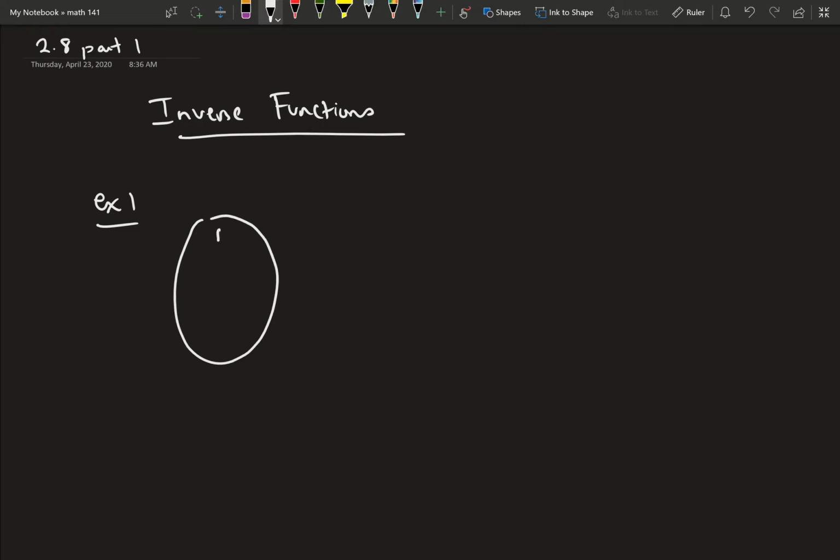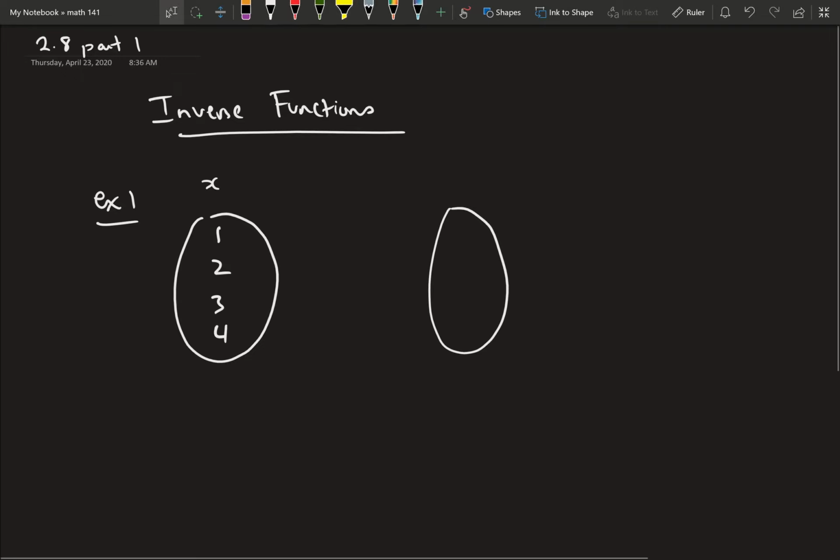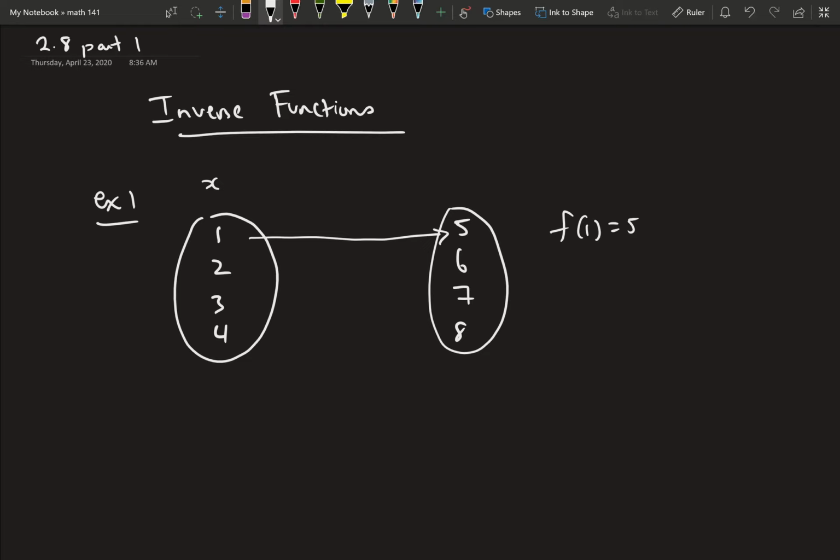So let's define a function just with domain 1, 2, 3, 4, where if I start with these x values, then f of x goes like this. Let's just do it by arrows. Say we're going to the set 5, 6, 7, 8. So 1 goes to 5. So that means f of 1 equals 5.